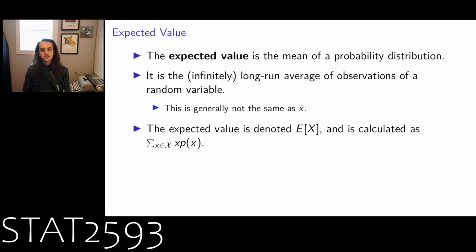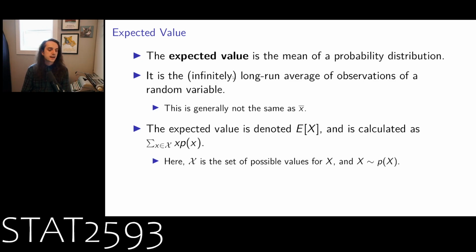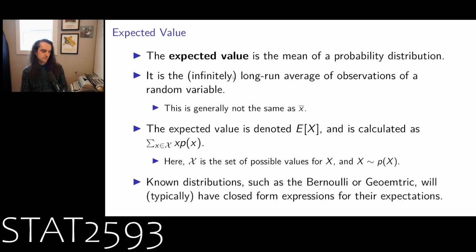We write down the expected value of x as E of x, right? So this function E applied to x, and we calculate it as this summation here. So we take the summation over all possible values that we can take on for our random variable, and we take x times the probability that we observed x. So here our script x is the set of all possible values for x, and we're assuming that p of x here is the probability mass function for x. Now, known distributions like the Bernoulli or the geometric will often have closed form expressions for their expectations.